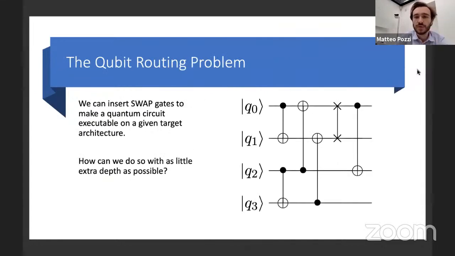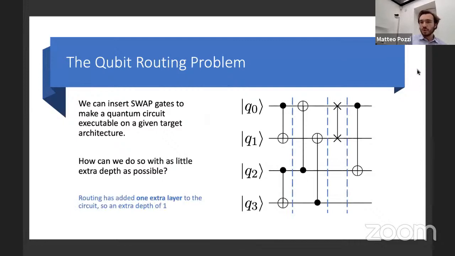The qubit routing problem is about inserting swap gates to make a quantum circuit executable on any given target architecture, but we want to do this with as little extra depth as possible. What do I mean by depth? On the right-hand side, we've got a circuit that corresponds to the circuit I showed in one of the previous slides, but with an extra swap gate, the swap operation I showed in the previous couple of slides, just inserted there. The routing process has effectively added 1 layer to the circuit, so an extra depth of 1, and we want to minimize this depth as much as possible. In this case it's optimal, but in other cases, things might be a bit more complex.